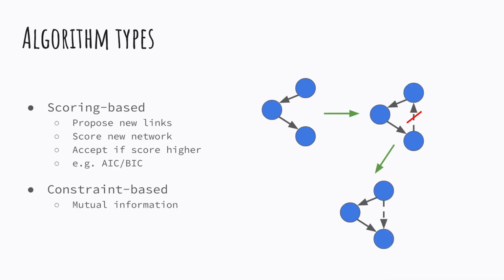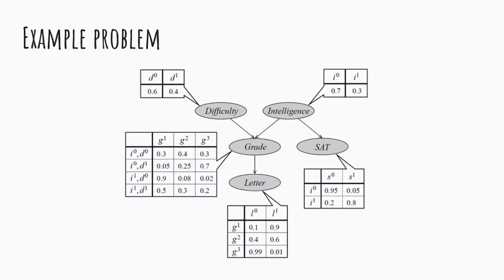But in general, you want to learn the network from the data. And the way you can do that is, well, there are two main methods. You can use a scoring-based method or a constraint-based method. Scoring-based is essentially you propose new links in your network by either adding or removing them. And if it's a valid link, then you check that score against your original network. And if the score is better, then you apply that new network. And you just keep going until you reach some stopping criteria.